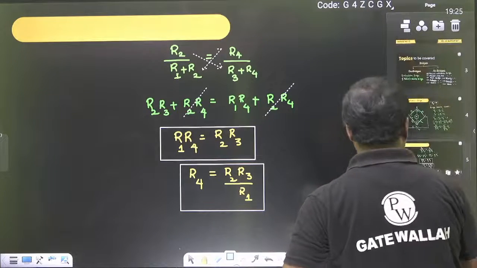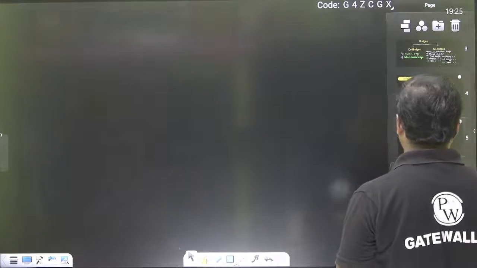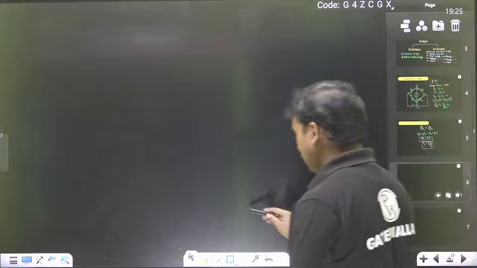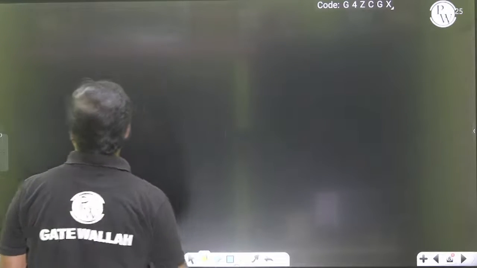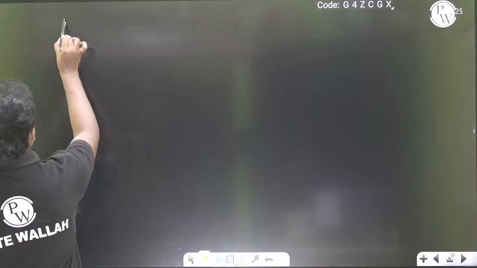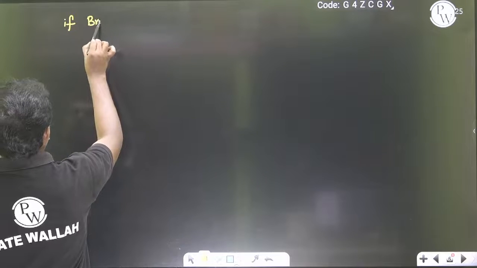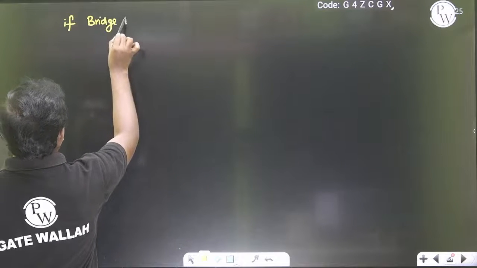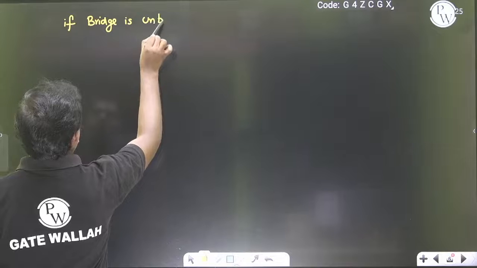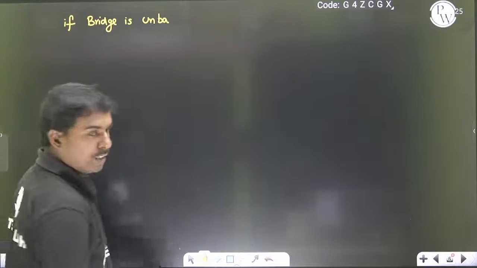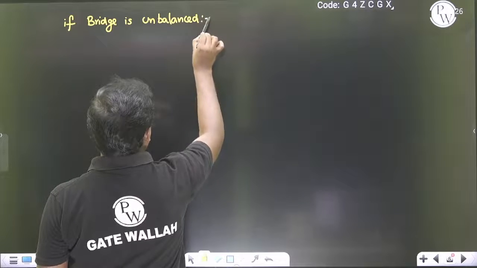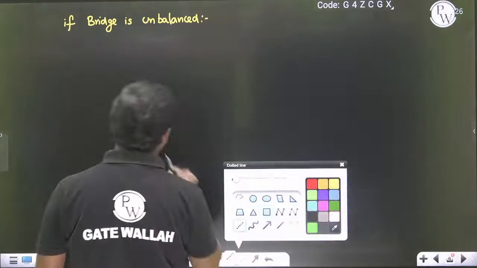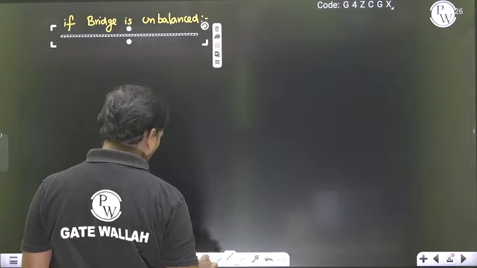Now, if I am going for another level of operation, what is that? Suppose the bridge is not balanced. The bridge is unbalanced.